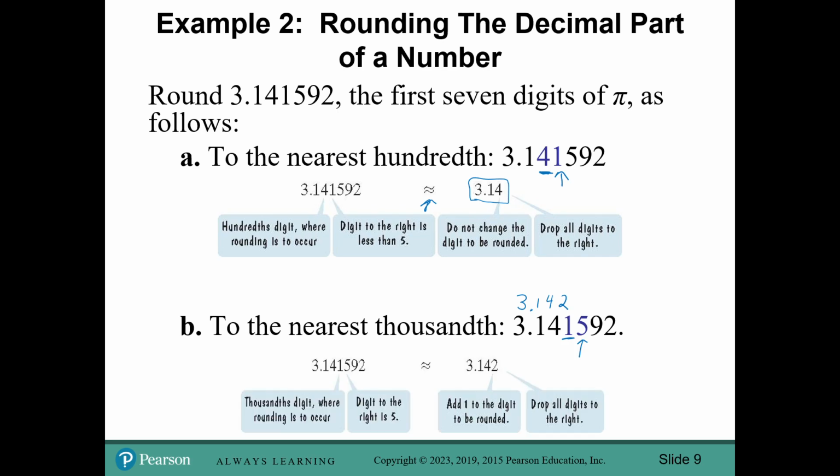So if you follow underneath here, we highlight the thousandths digit. We look at the digit to the right, which is the 5. That tells us that that 1 needs to be rounded up to a 2. And then after we do that rounding, we drop all of the digits off to the right. And we have our approximation, 3.142, which rounds it to the nearest thousandth.